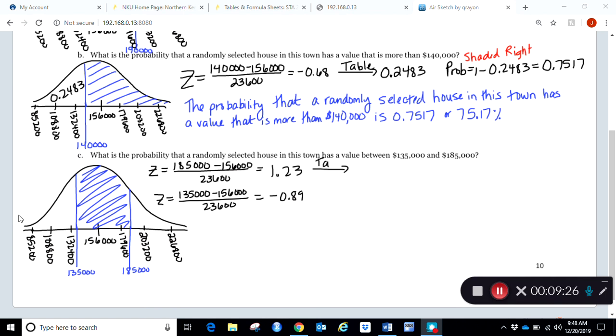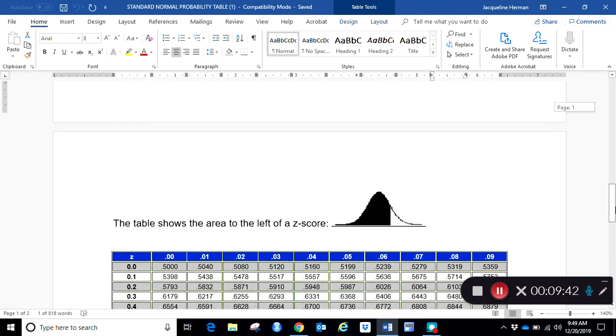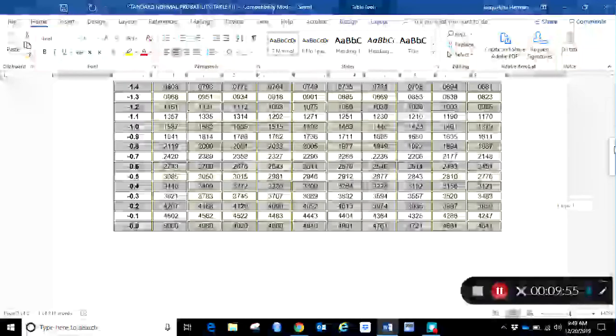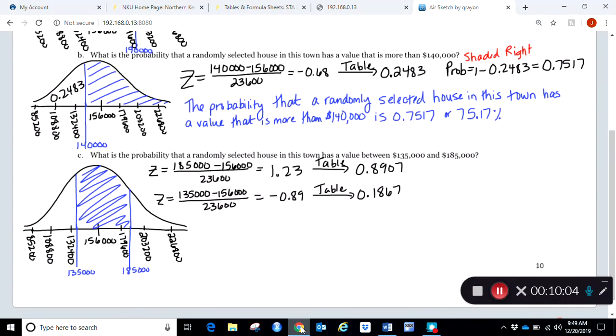So we're going to look up that +1.23 in the table and that -0.89 in the table. When we look up that +1.23 in the table, we should find 0.8907, which is right here corresponding to that z of positive 1.23. When we look at that negative 0.89 in the table, we should find this 0.1867. So again, we're going to look at both numbers in the table first.